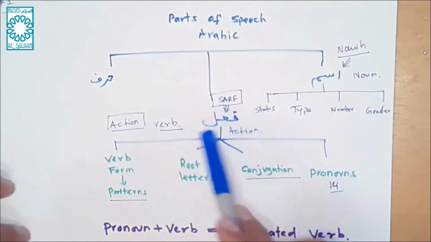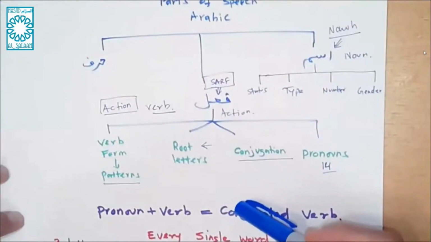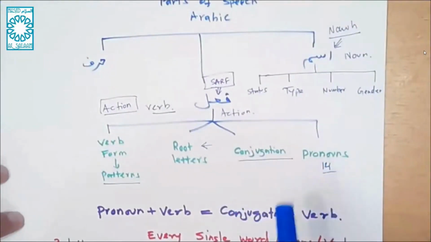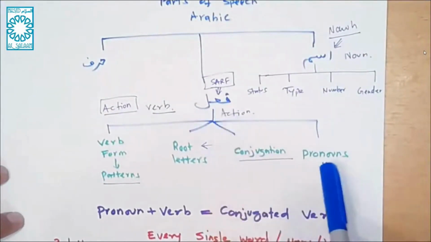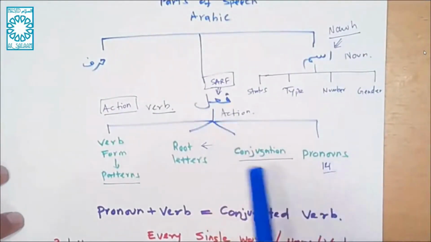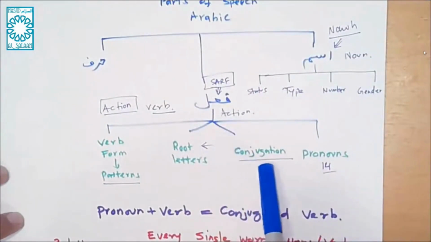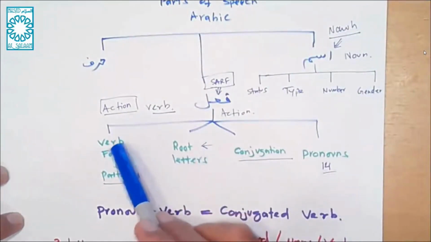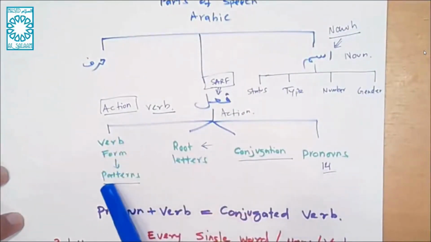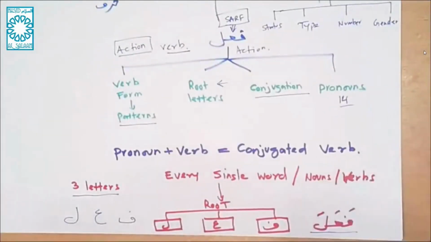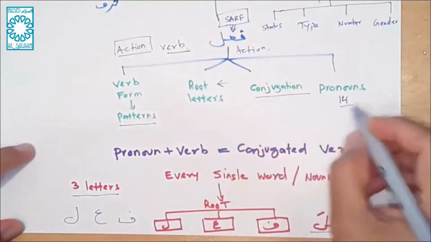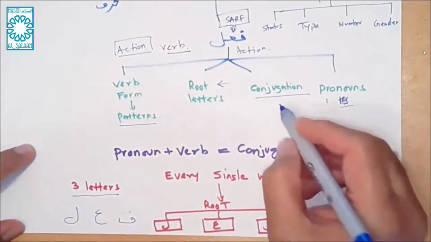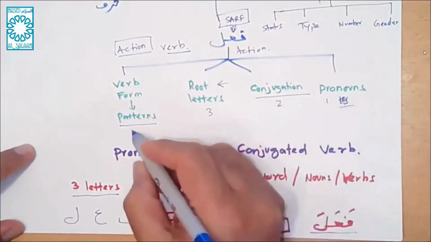Now, when we also think about fail, there are four things we should bring in our minds. Whenever we think about a fail, we should think about pronouns, and we should think about conjugation, and we should think about the root letters, and we should think about the verb form, which is the patterns. So if I give it a number, 1, 2, 3, and 4.